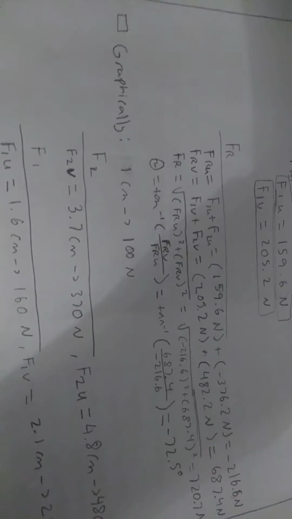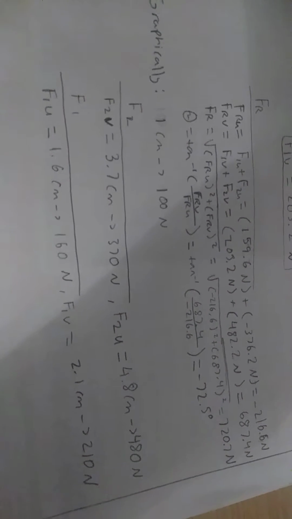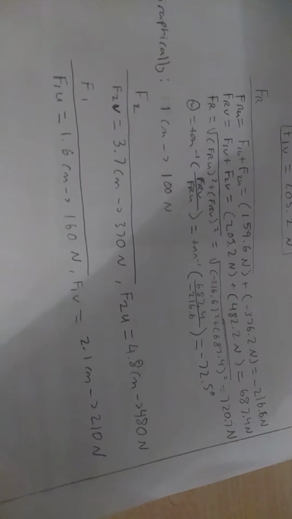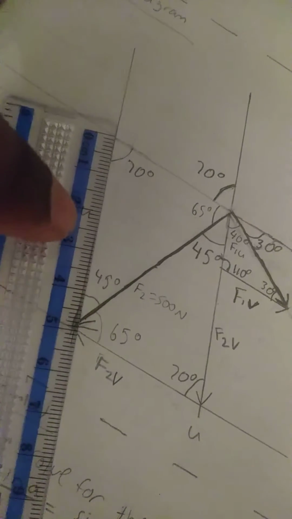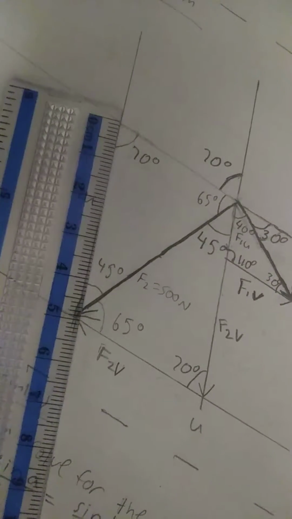To solve for this problem graphically, we could say that 1 centimeter is equal to 100 newtons. And if we measured each of the U and V components of the forces, F1 and F2, we would get these values, centimeters and newtons. Now for F2U, when we calculated the problem analytically, we got 482.2 newtons. Now if we look at the diagram, see that F2U right here, this line, is about 4.9 centimeters, or in our case, 490 newtons.